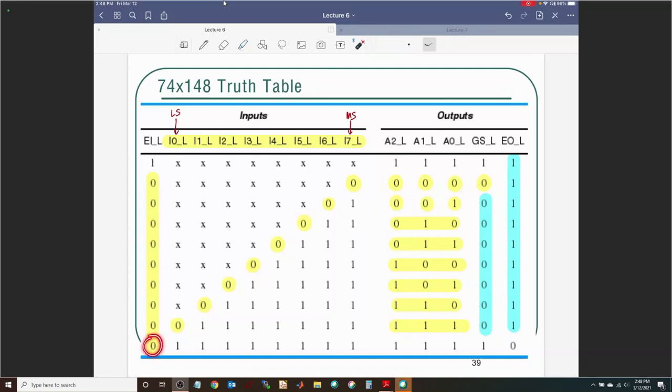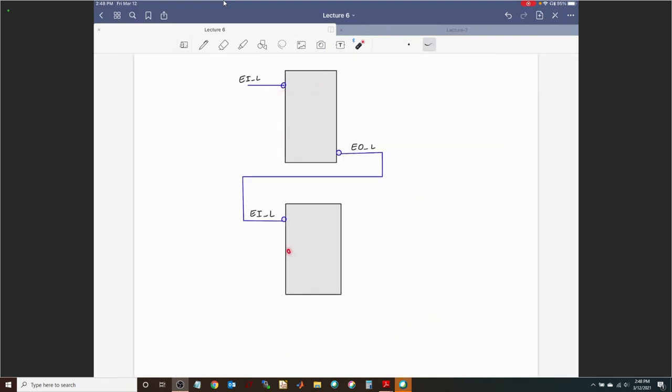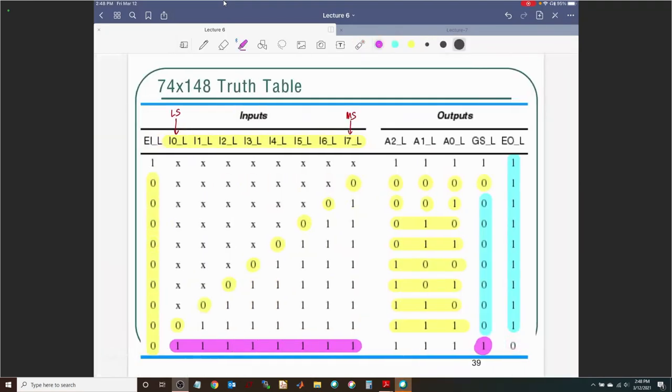Now, when you look at the last case, that's the difference between got something and enable output. For the last case, the chip is still enabled. You did not get any active input, because of which you made the got something output inactive because you didn't get anything there. But because the chip was enabled and you didn't get anything for the first chip, you want to activate the next chip. If this one is not active, then you start looking at the next one, which is why this is 1 here. So that's the difference between got something and enable output.